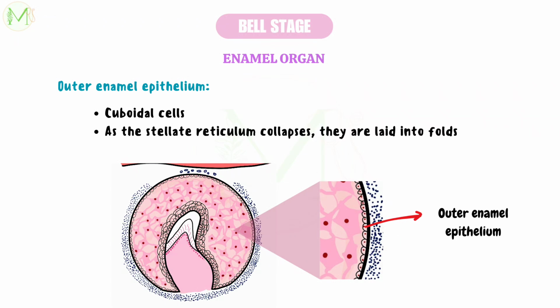The next layer above the stellate reticulum is outer enamel epithelium. The outer enamel epithelium is made of cuboidal cells, and the outer enamel epithelial layer is smooth in the initial stages. As the stellate reticulum collapses before enamel formation, this layer is laid into folds, thus bringing the capillaries present in the dental follicle or dental sac closer to the ameloblast.